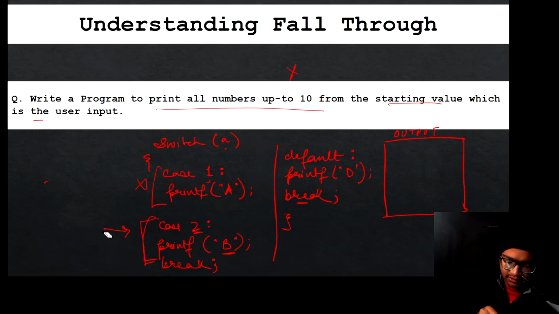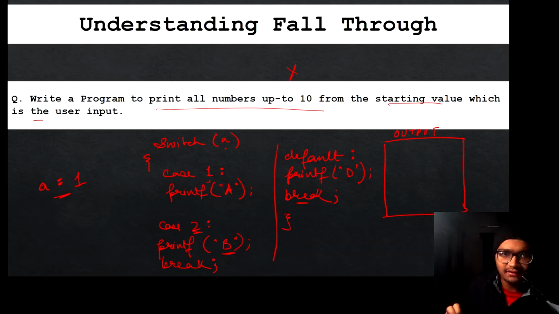Now suppose the user gives the value of A to be 1. So what will happen in that case? See, this case will be matched, right? Case 1 code executed. What is printed? A is printed. Now see, there is no break over here to end the execution of this case. So what will happen? Case 2 will also be executed. What is in case 2? B. Then it finds a break over here. So output is only this much.